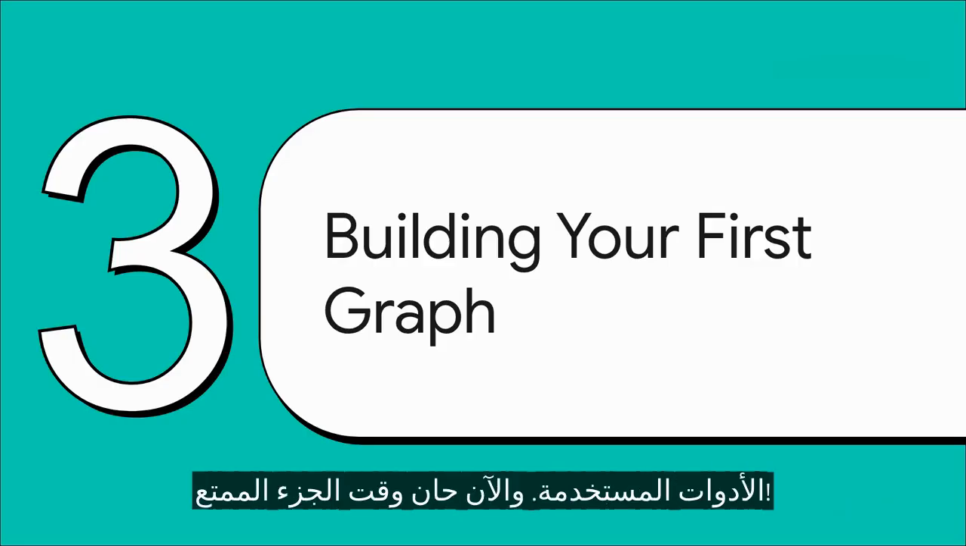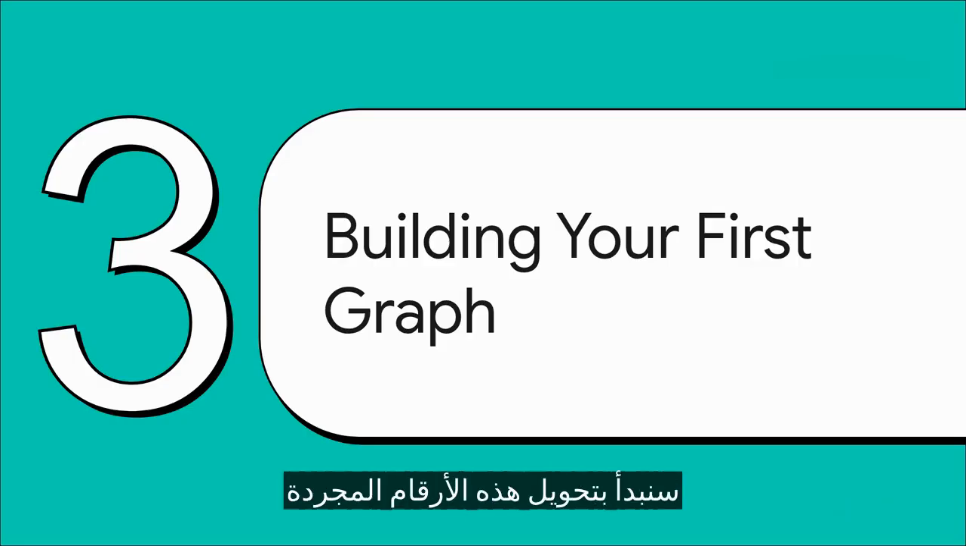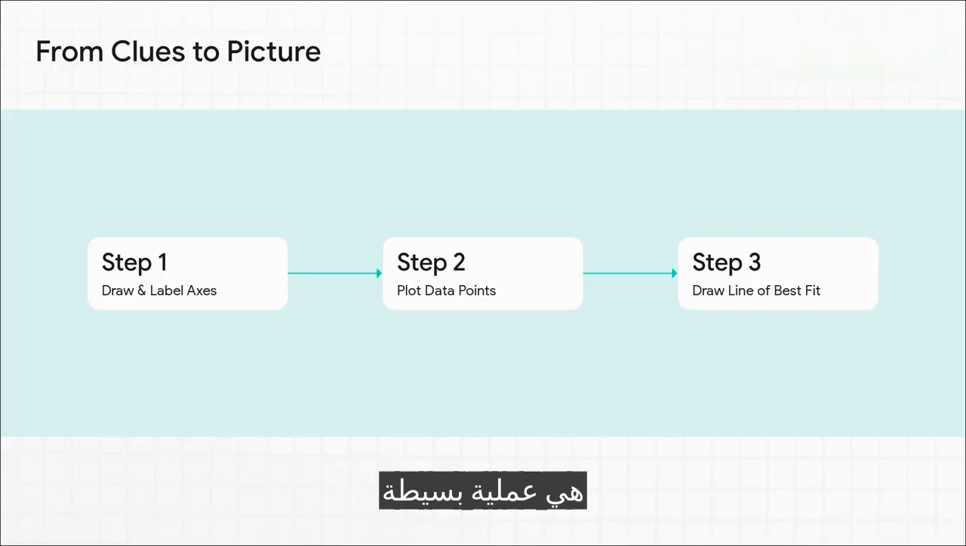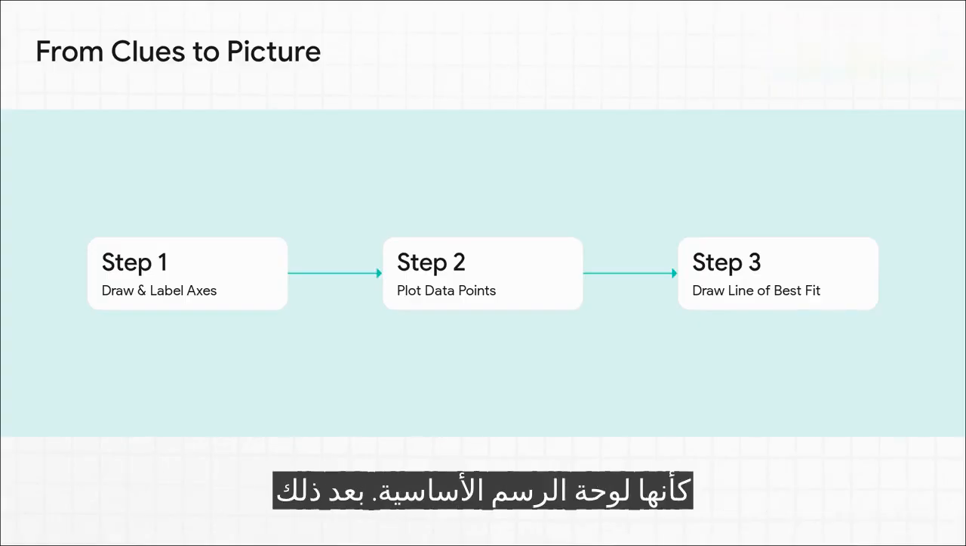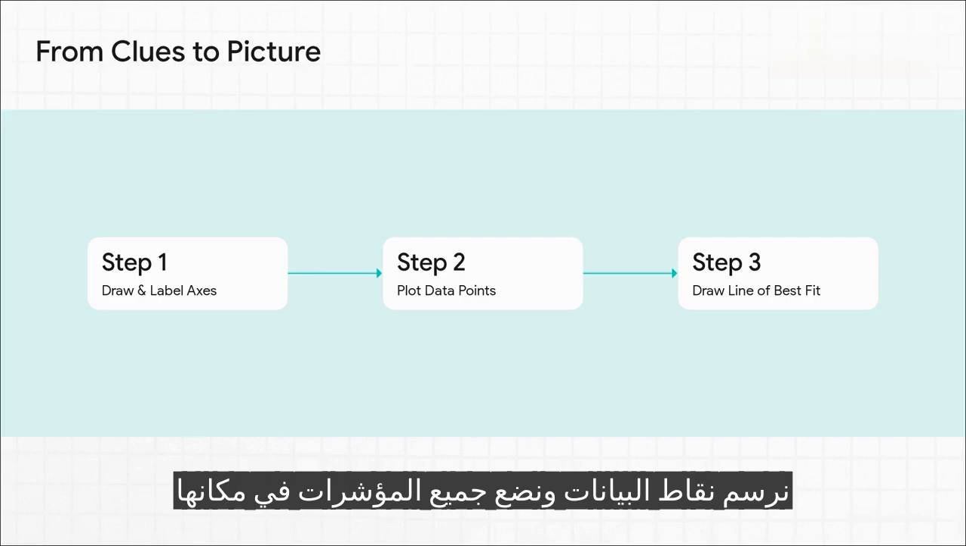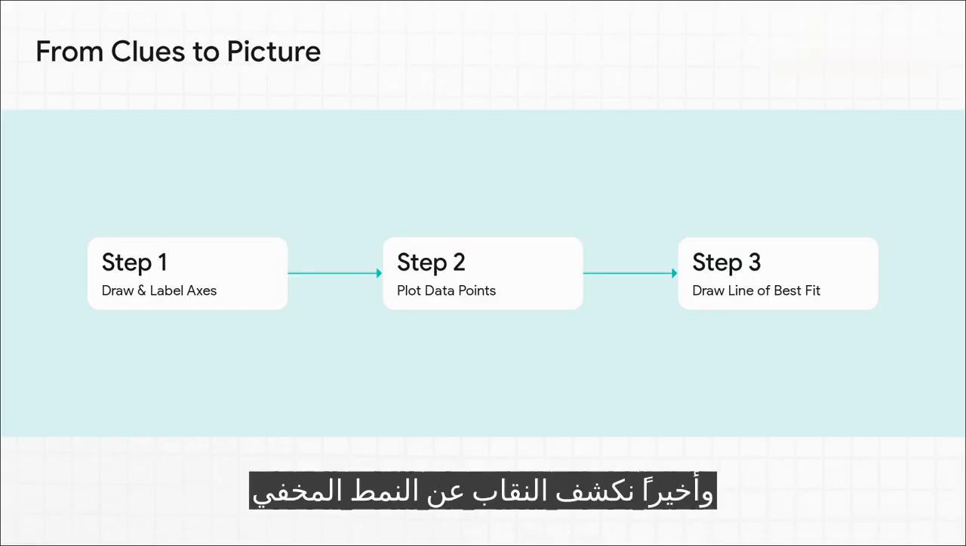All right, we've got our clues, we understand our tools. Now it's time for the fun part. We're going to take these abstract numbers and turn them into a clear visual picture. Let's build our very first graph. It's really just a simple three-step process. First, we'll draw and label our axes. That's kind of like our canvas. Then, we'll plot our data points, placing all the clues on the map. And finally, we'll reveal the hidden pattern by drawing what's called a line of best fit.